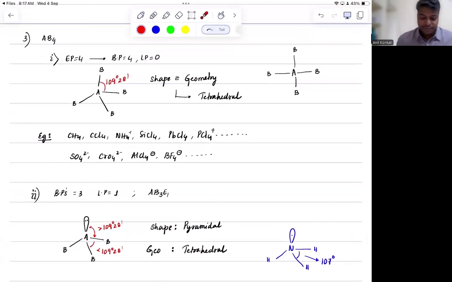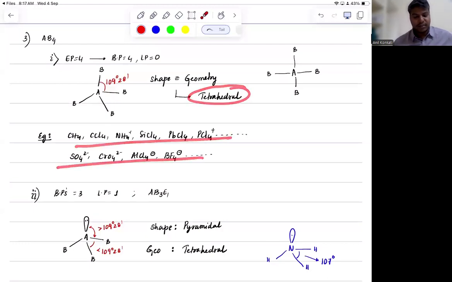So about AB4. AB4: bond pairs are 4, lone pairs are 0. Here you can notice that between these two, the bond angle is 109.28 degrees. Shape and geometry are the same. It will be tetrahedral in structure. These are all the examples which are tetrahedral in nature.